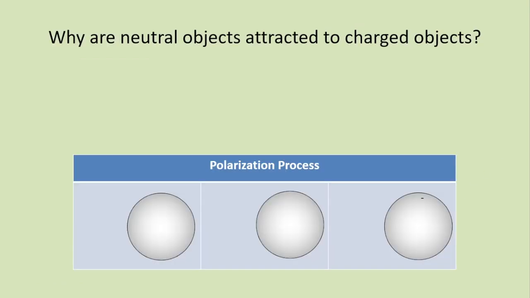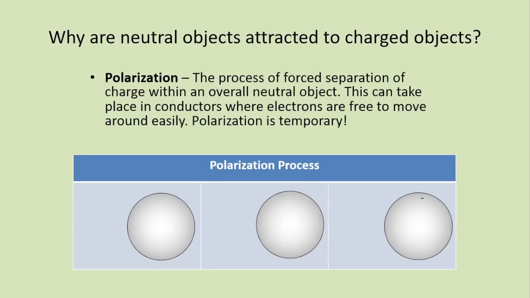Why are neutral objects attracted to charged objects? Well, very simply put, it's polarization. And polarization is the process of forced separation of charge within an overall neutral object. This can take place in conductors where electrons are free to move around easily. Something important to note, though, is that polarization is temporary. Since we aren't actually touching the object, we're not changing the overall charge of that object, and those electrons will eventually move back to normal.